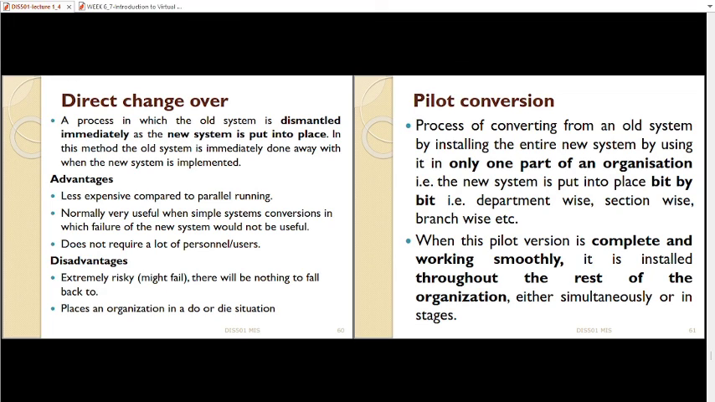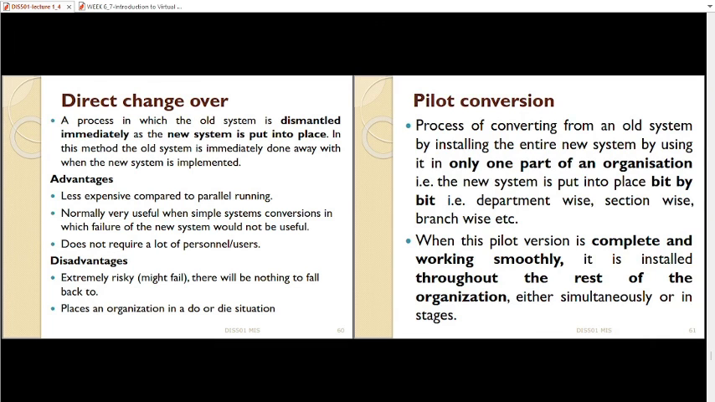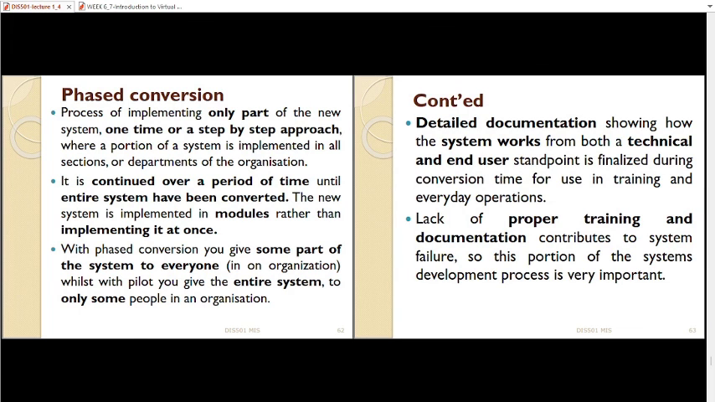Pilot changeover, we say that you're only applying it in a specific department. Phased process, you implement only parts of it, like we can start with a single module and so on. The difference is that a pilot can be a full system, but you do it at a particular department. A phased conversion is a system but just a part of that system. So we can have a module run there.